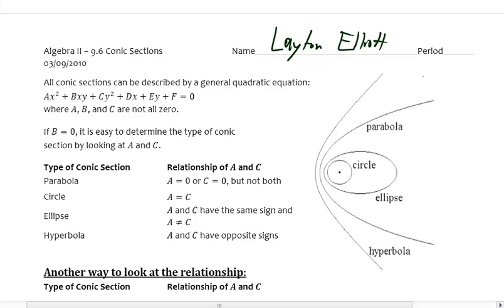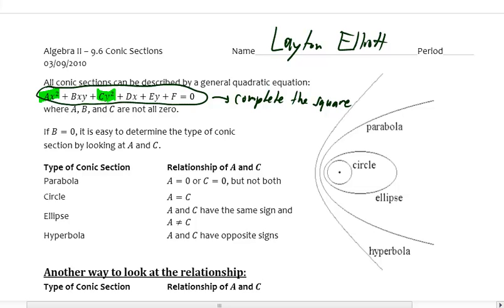All conic sections can be described by a general quadratic equation. This is not in graphing form. This is a form that we really never use. This is the one that we start with and then complete the square in order to get the graphing form. But that's our general form. You'll notice a few things in here. Ax squared, cy squared. And they can't all be 0. Some of them can be.